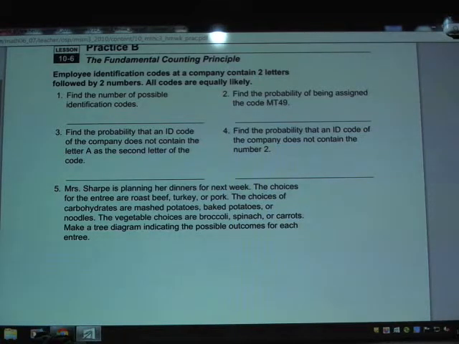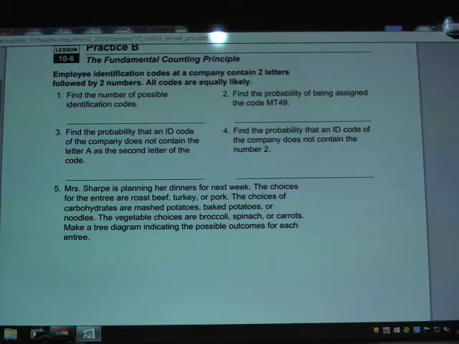This is the homework helper for Chapter 10, Section 6 in the 8th grade textbook entitled The Fundamental Counting Principle. Let's take a look at 1 and 2. They are related; 1 and 2 use the same prompt. Employee identification codes at a company contain 2 letters followed by 2 numbers. All codes are equally likely. And number 1 is asking me to find the number of possible identification codes.